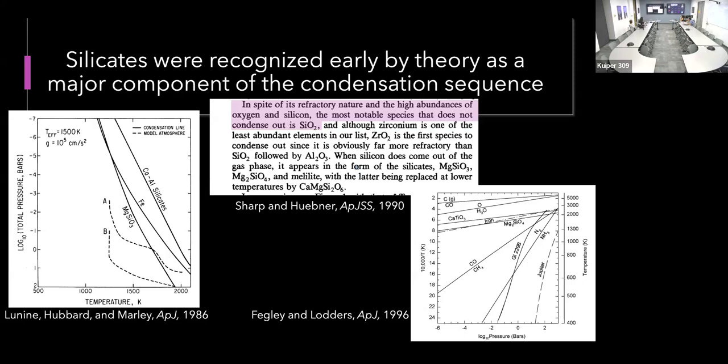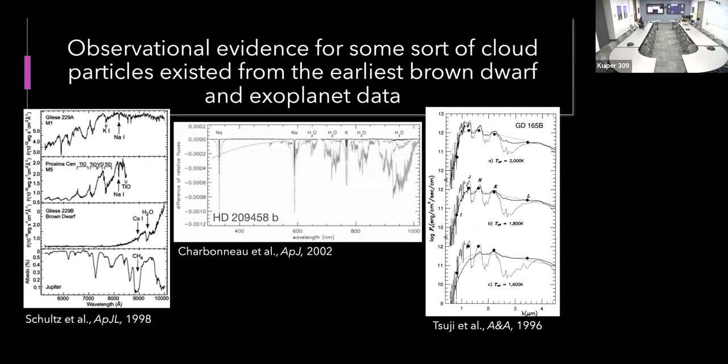What I thought was really interesting in doing this little history dive is this paper from Sharp and Hübner in 1990 that they highlight specifically, in spite of its refractory nature and the high abundances of oxygen and silicon, the most notable species that does not condense out is SiO2. So that idea kind of persisted for quite a long time in the literature, just because based on equilibrium chemistry alone, you do not expect silicon dioxide to condense out. So that's the theory side.